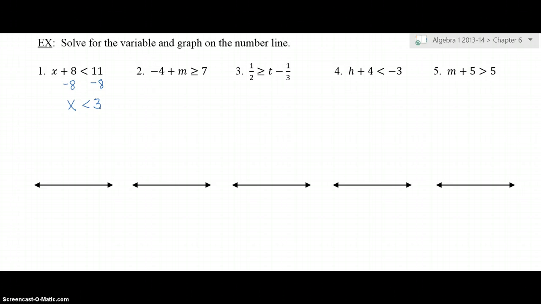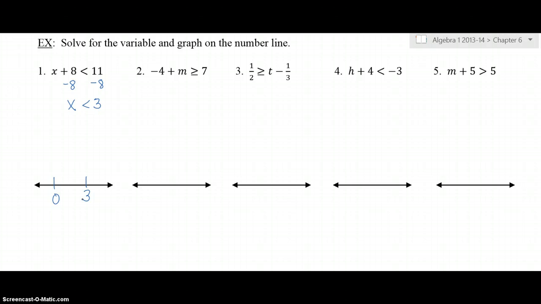Now if we want to graph it on the number line, let's put at least 2 numbers on the number line. I don't care about all the ticks in between. I don't care what numbers you pick. I just want at least 2 numbers so that you can show some direction on here. So I'm just going to put 0 and 3.